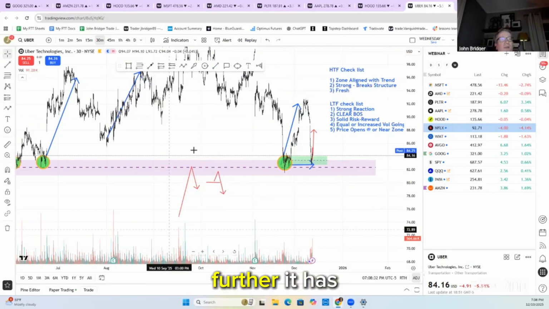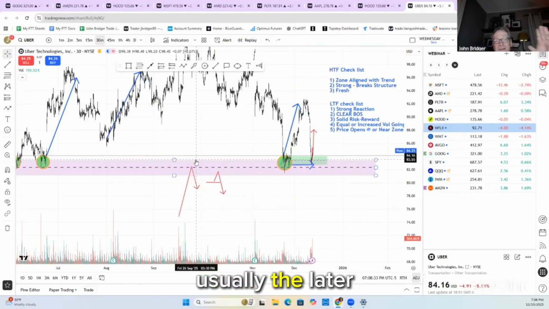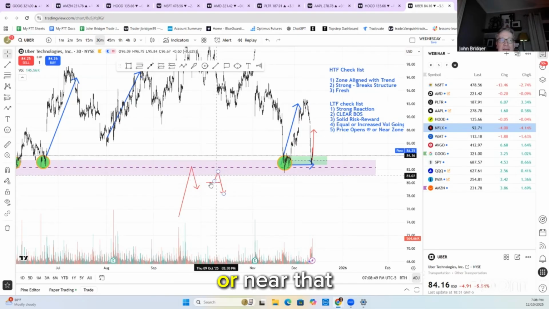The further it has to go, the later in the day it gets. It may not tap that zone until 10:30, 10:45, 11 o'clock. And what happens as the day gets older, right? The volatility dries up and goes down. You want it to open up at or near that zone.